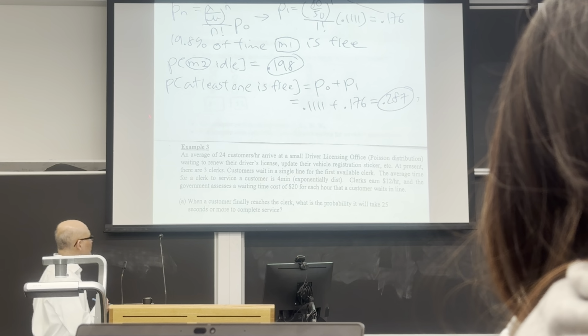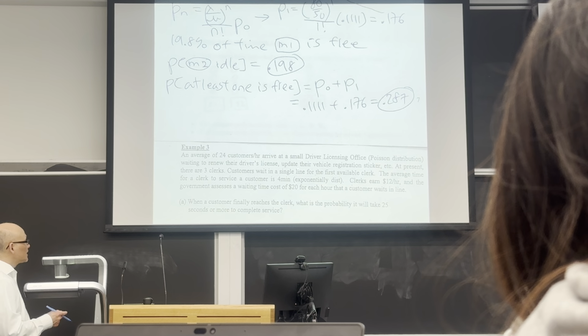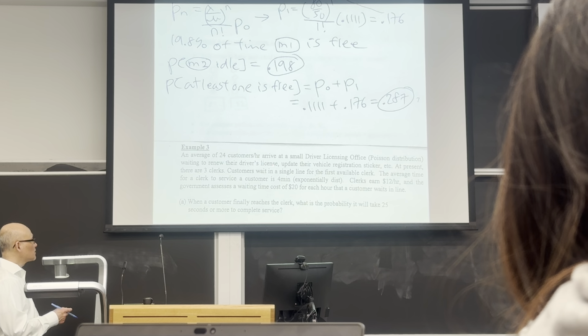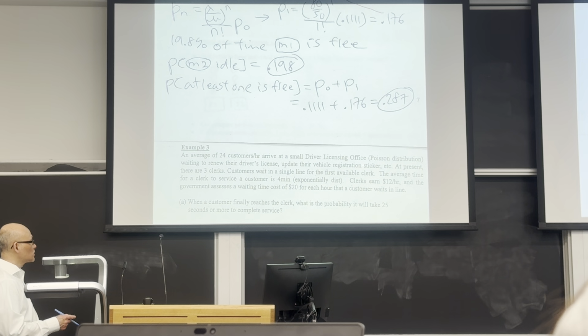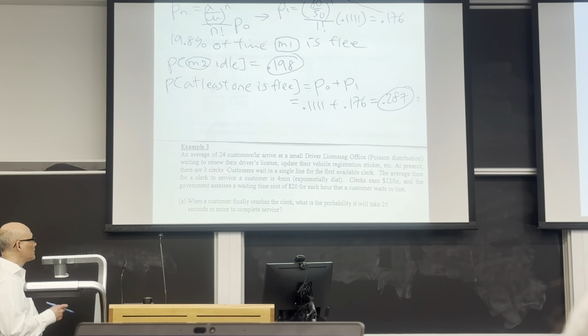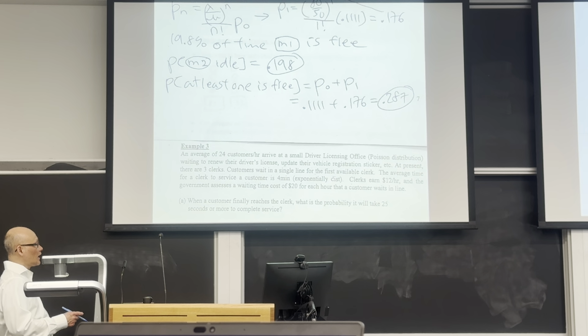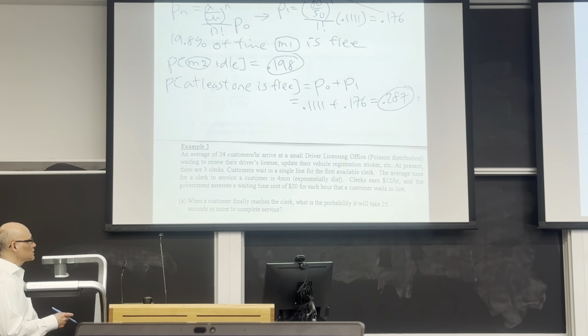An average of 24 customers per hour arrive at a small driver's licensing office, Poisson distribution, waiting to renew their driver's license, update their vehicle registration sticker, and so on. At present, we have 3 clerks working in parallel. Customers wait in a single line for the first available clerk. The average time for a clerk to serve a customer is 4 minutes, exponentially distributed. A clerk earns $12 per hour, and the government assesses a waiting time cost of $20 for each hour that a customer waits in line.